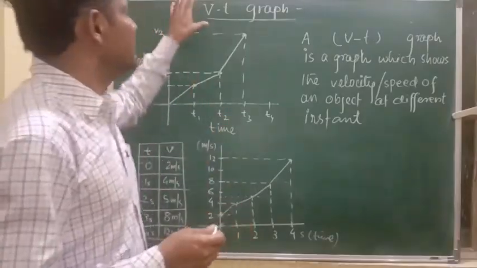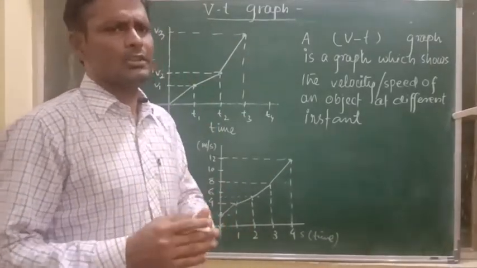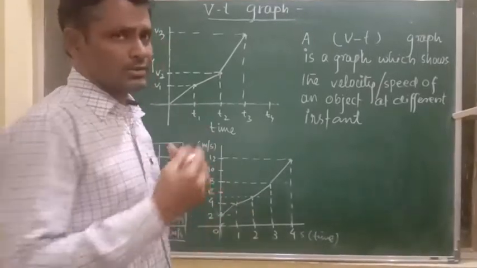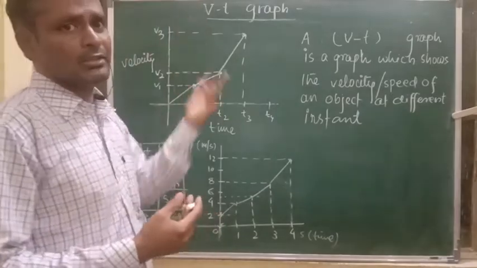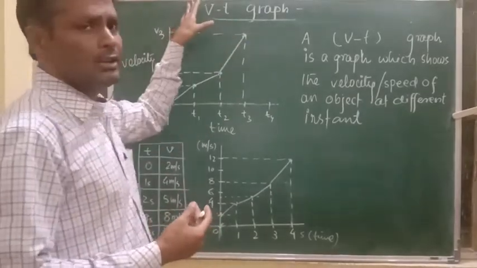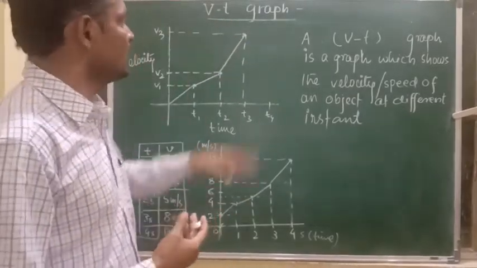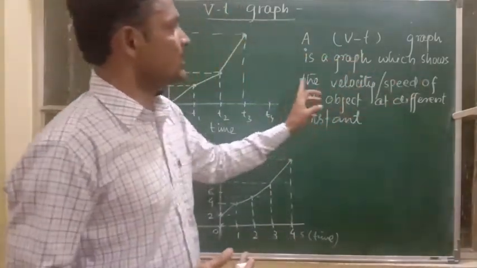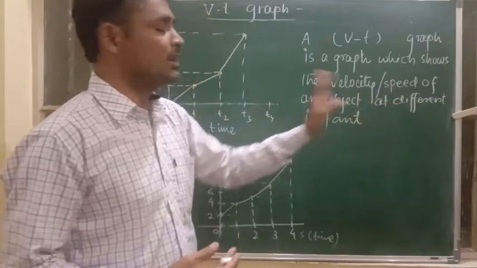Now the v-t graph. V may be velocity or speed. So whatever you are choosing depends on you. If it is velocity, then it is called a velocity-time graph. If it is speed, then it is called a speed-time graph. So a v-t graph is a graph which shows the velocity or speed of an object at different instants.